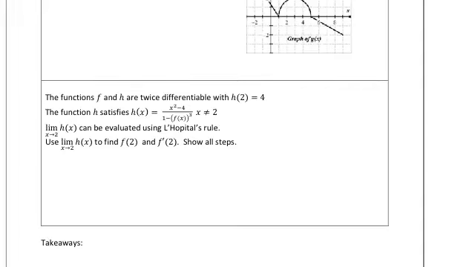So this is a tricky AP problem here. Let's see if we can do it. The functions f and h are twice differentiable. So whenever you see twice differentiable, they're saying f and h are both twice differentiable.